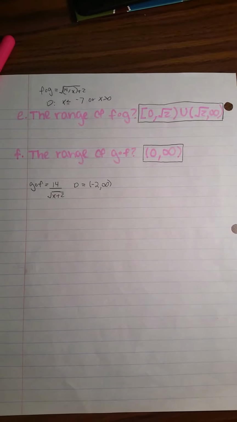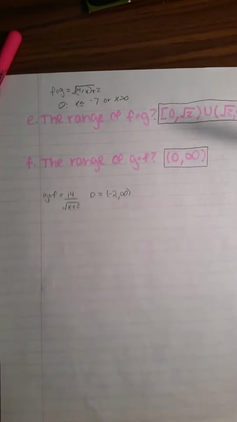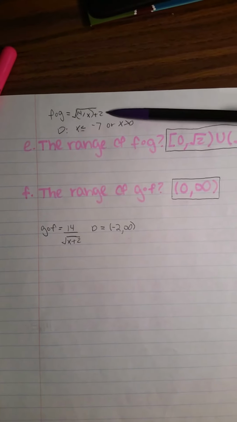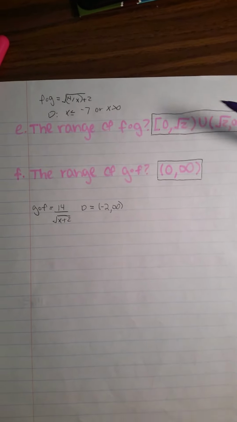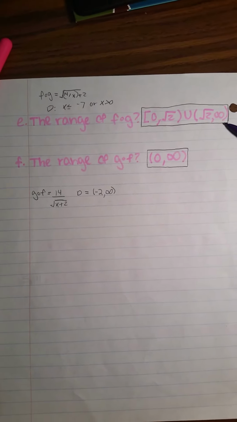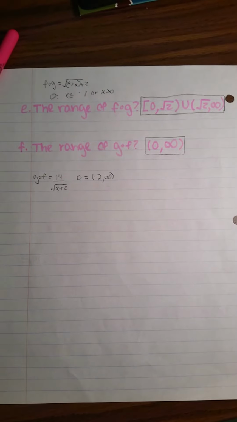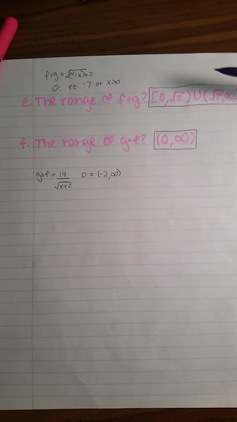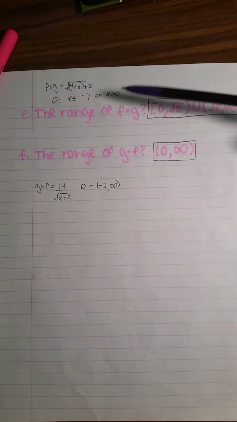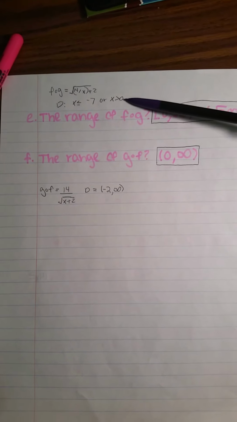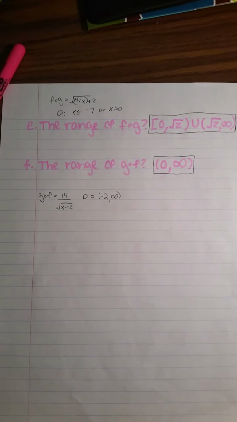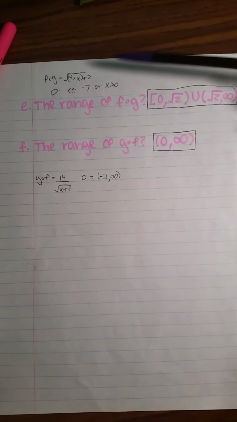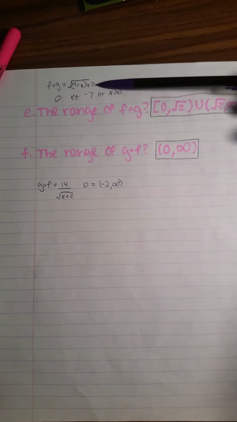We are now asked to determine the range of f composed g. I have written here, as a reminder, what f composed g was, and what the domain of f composed g was, as determined before. I have also written here for you the answer to the problem, so we know that the domain of f composed g was that x had to be greater than 0 and less than or equal to negative 7. And we know that the formula for the composite function was the square root of 14 over x plus 2.